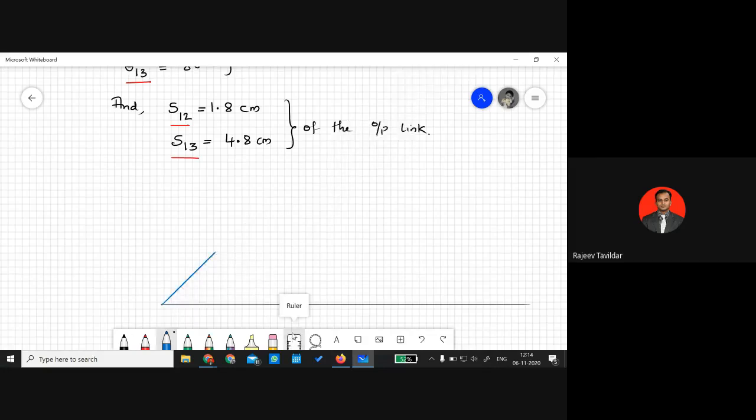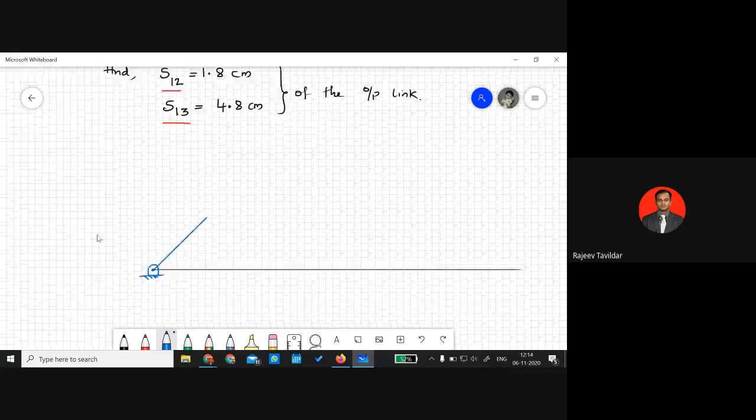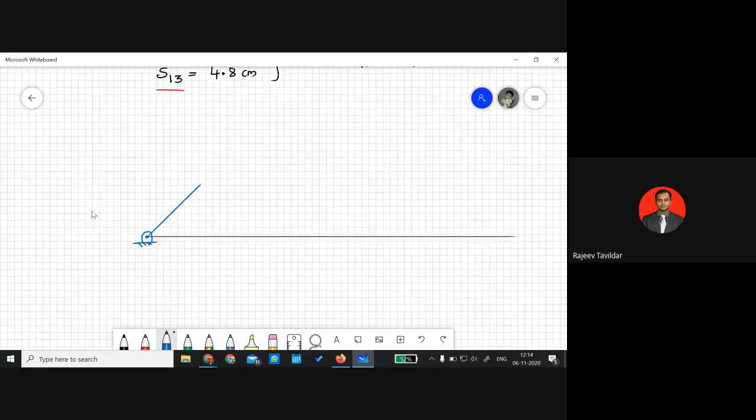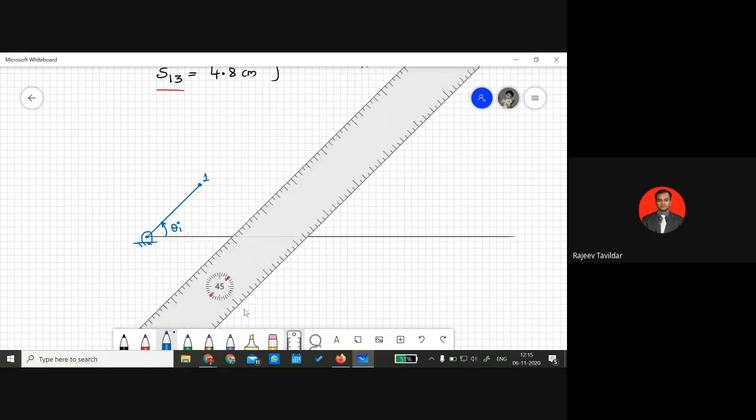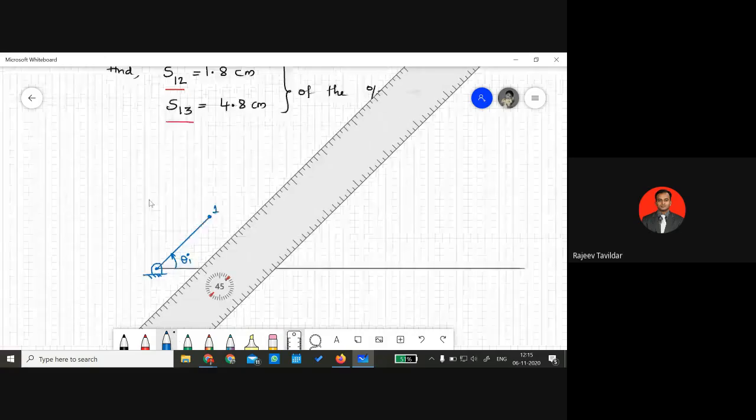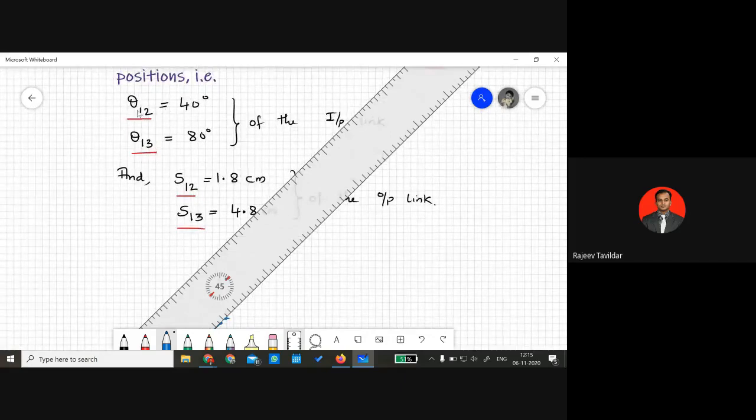Okay, so this is our input link over here. So what I have drawn is the first position of the input link, where I've drawn at a random, arbitrary angle. So this initial angle, theta I, is not given to us. So I've assumed it. Theta I is an assumption. But now to draw the second position of the crank, where should I draw? So it is told to us that the angle between the first and second position over here is 40 degrees.